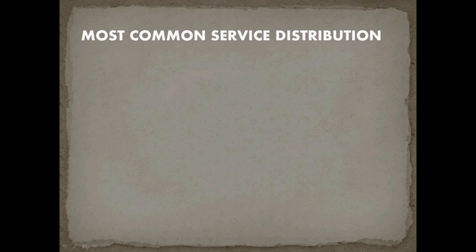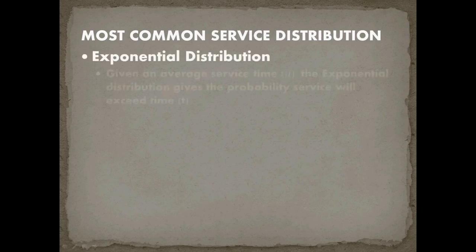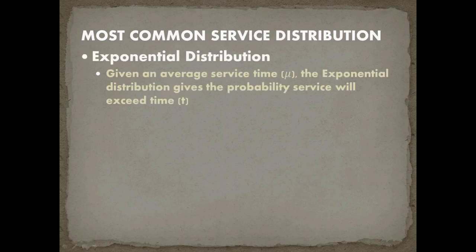The most common service distribution is the exponential distribution. And an exponential distribution requires this average service time mu. And it gives us the probability service will exceed a specific time, t. So the probability of t is equal to e to the negative mu t.